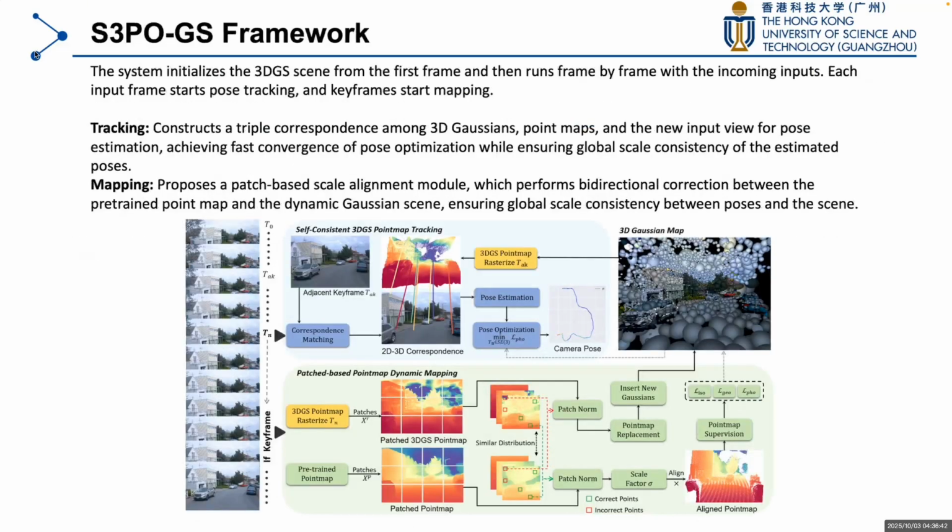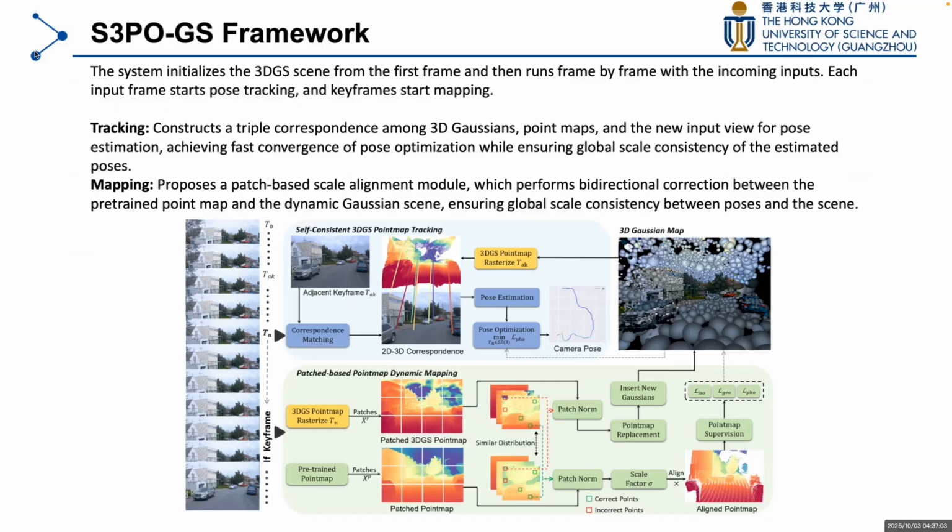Now I will explain our framework. The system starts with the first frame to initialize the Gaussian scene. Then it runs frame by frame. Each new frame begins with pose tracking, and keyframes also start mapping. For tracking, we build a triple correspondence among 3D Gaussian, pre-trained point maps, and the new input view. This gives us fast and stable pose optimization while keeping global scale consistency.